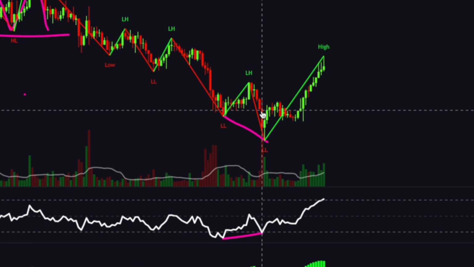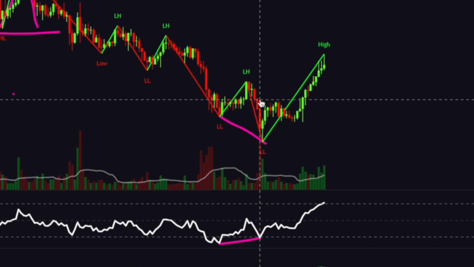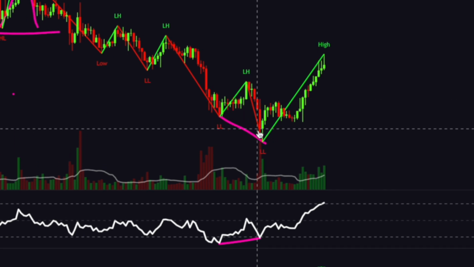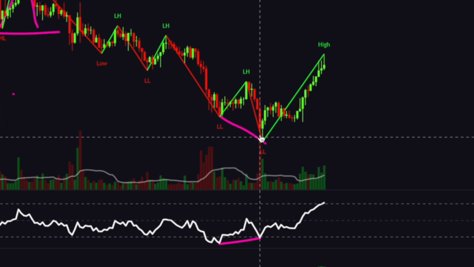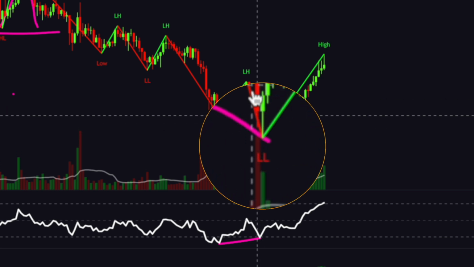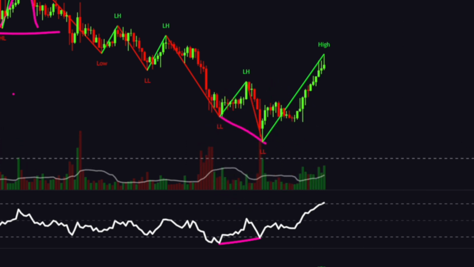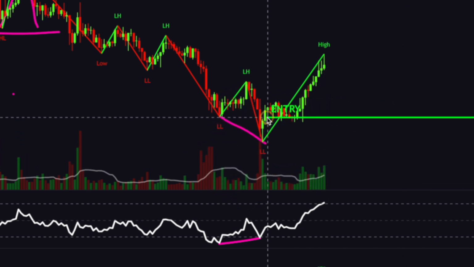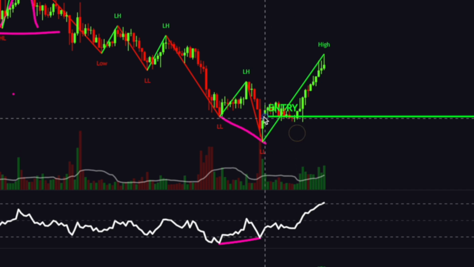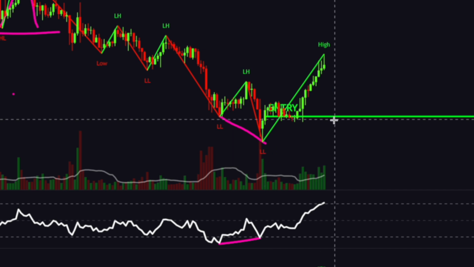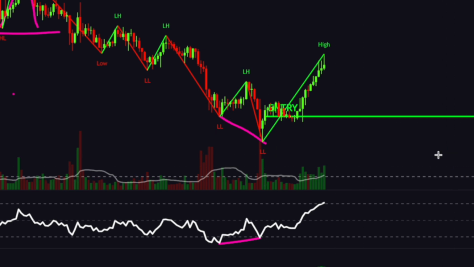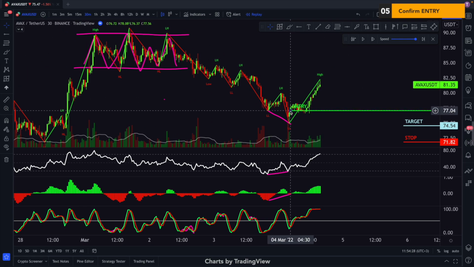Normally, I would like this giant red candle to be taken out by the buyers before my entry here. But whenever I see a pin bar with a high volume, I take my risks and enter with the next strong green candle. By the way, I always enter long positions with green candles and short positions with red candles. This is how I trade.